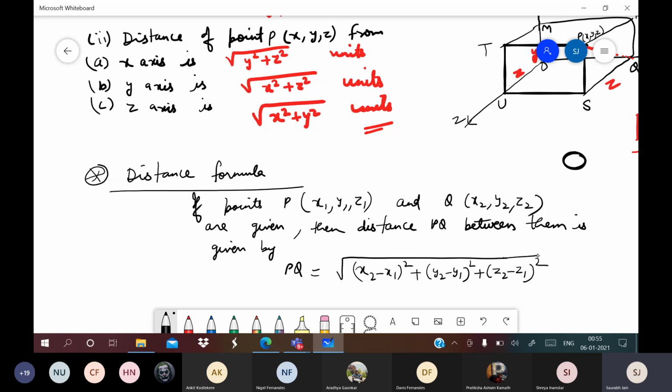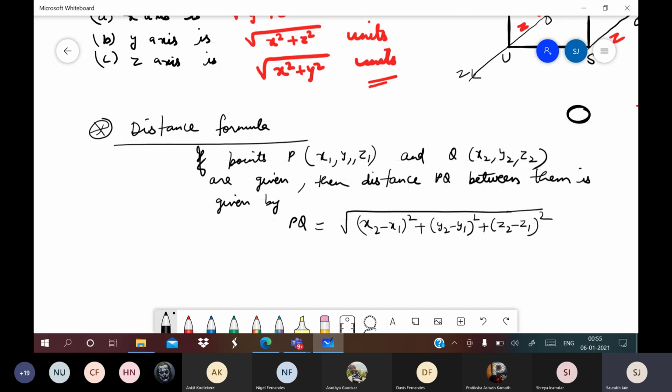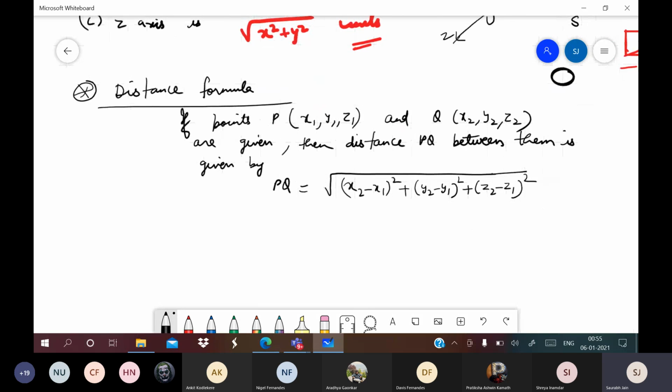So what is the addition? Addition is this term, but the appearance of the formula is the same. Just one more term will be there, that is (z2 minus z1) whole square. We can even prove it, but we will do it later. Right now we just need to go through these concepts and solve some questions because the chapter is very easy. Only one class will be required.